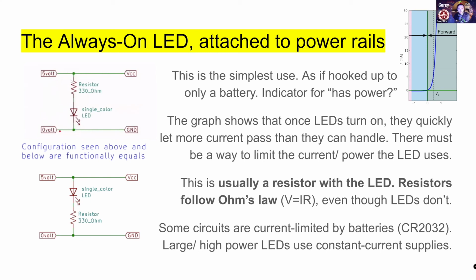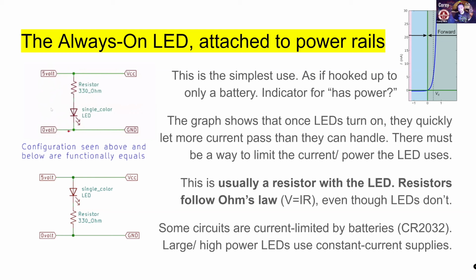This is the simplest way to hook one up, where you've got your 5-volt supply and then current comes down through. I have this little marker coming down to show that current comes down through the resistor, through the LED, and then out the bottom.